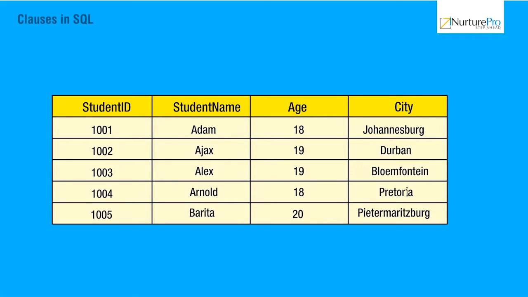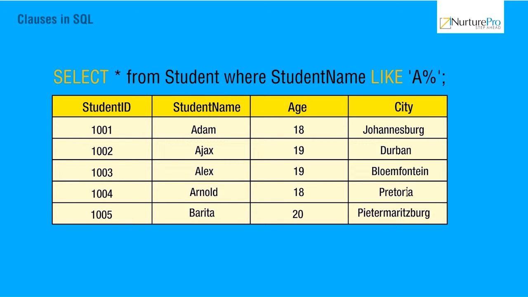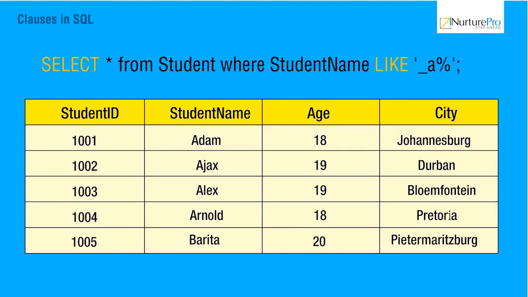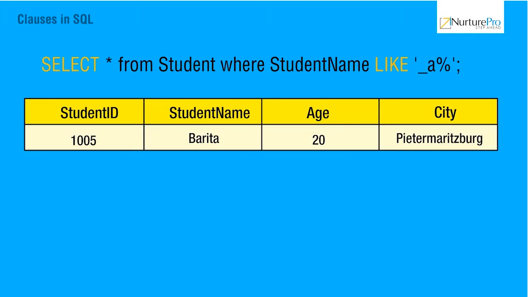Consider a student table shown on screen. Now we will try to retrieve student names starting with character A. By running the query shown on screen, it will retrieve the student names starting with character A. Let us see another example where we will try to retrieve student names which contain A as second character. By running the query shown on screen, it will return all records from student table where student name contains A as second character.